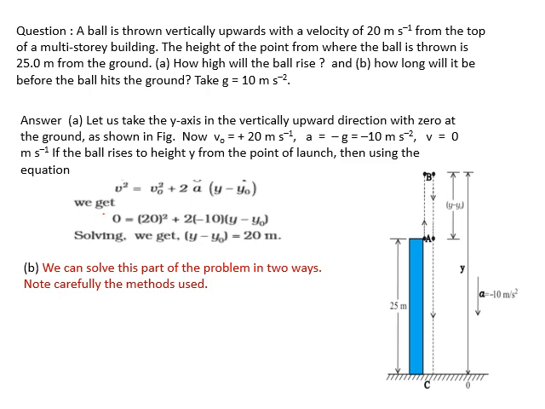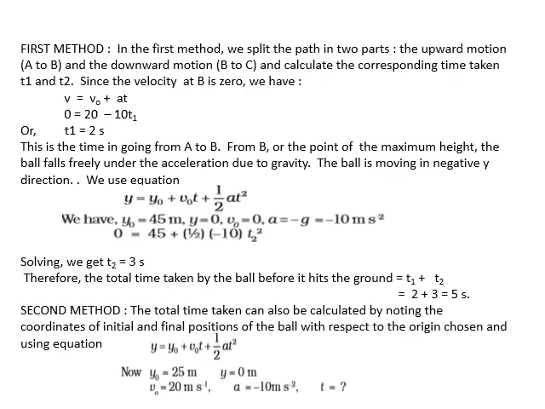Now, there are two methods to solve this question. Let's discuss. In the first method, we will split the path in two parts, upward and downward. For upward motion, find out the time first, and for downward motion, also calculate the time, and then you will calculate the total time. For the highest point, you know that the velocity is 0 and we have to find out the time. So we will use equation first. That means v equals v naught plus at. By putting in all the terms, we get the t1 time as 2 seconds. Similarly, by using second equation of motion, you can get the value of t2 as 3 seconds, and finally we will get the time as 5 seconds.